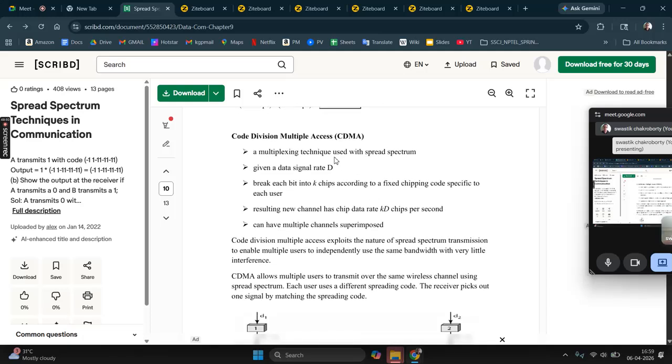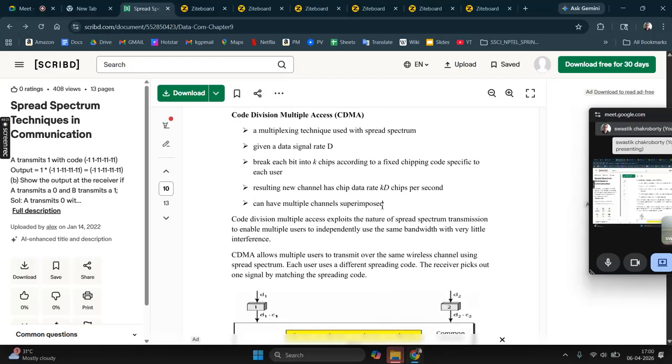Okay, so code division multiplexing. Code division multiplexing is a multiplexing technique that uses spread spectrum. It will create multiple chips or codes. Then it will assign each chip to one user, and it will multiply the chip with that particular user's data only. Thus if it has k chips and the data signal rate is d, it will have a kd chips per second transmission.